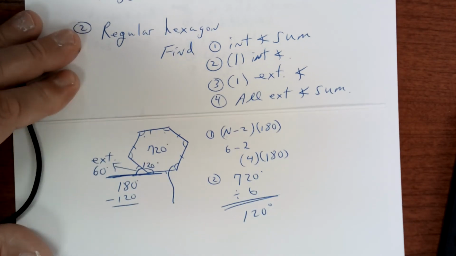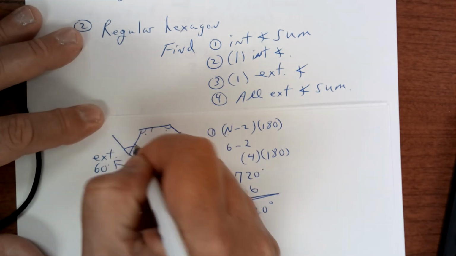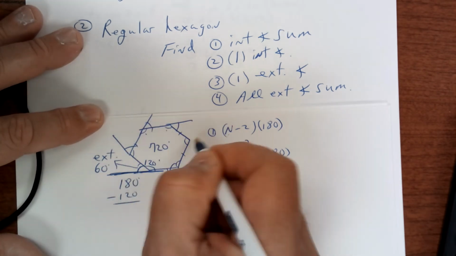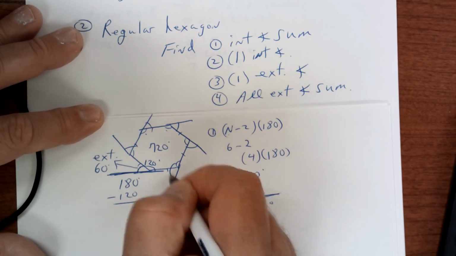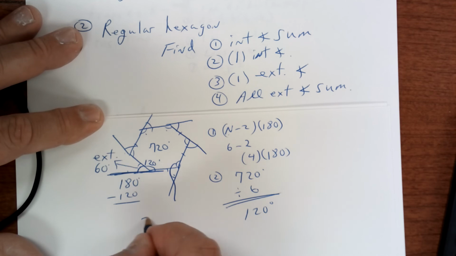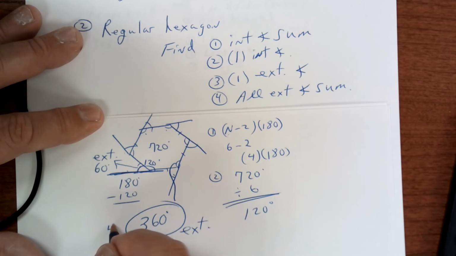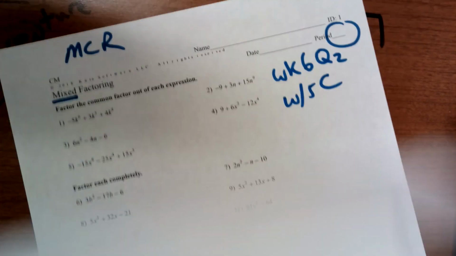Find the exterior angle sum. All of the exterior angles, no matter how many sides it has, you add them all up, 60 times 6, it's going to be 360 degrees, always for the exterior angles from before. Now let's take a look at today's work then. Put away your bell work.